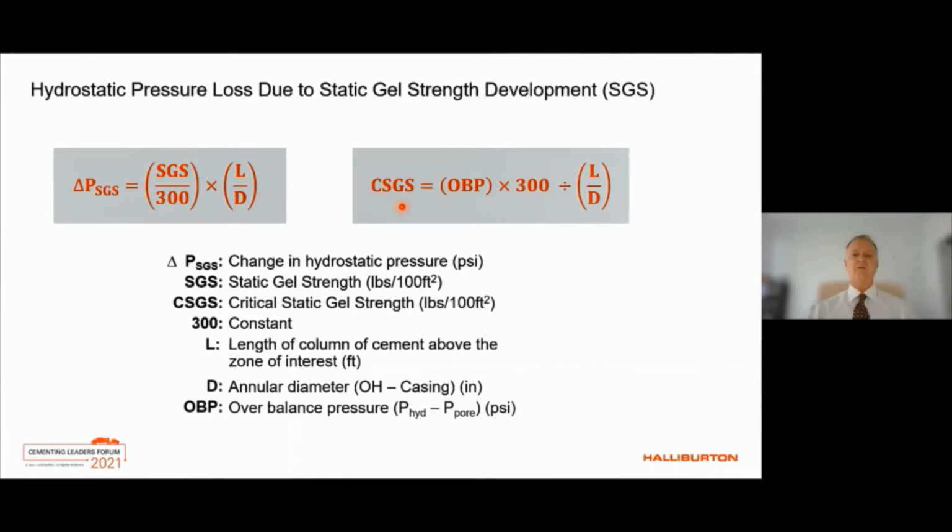For the critical static gel strength, we just rearrange the equation to have the overbalanced pressure, which is the hydrostatic pressure minus the pore pressure, multiplied by 300, divided by the length of the cement column, and again the effective diameter of the open hole.